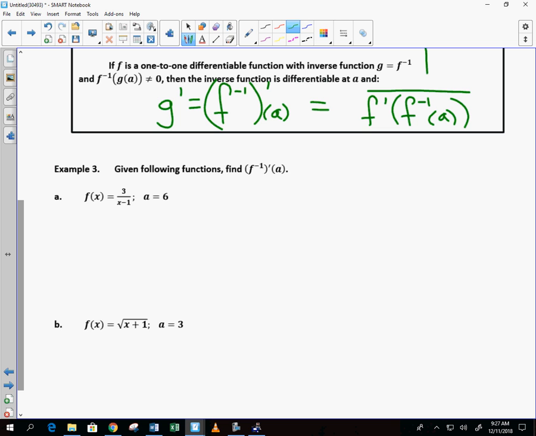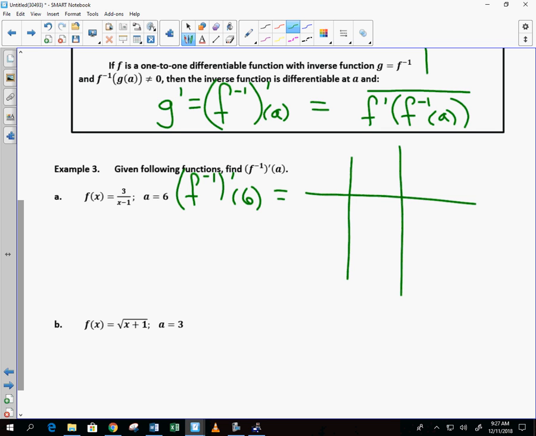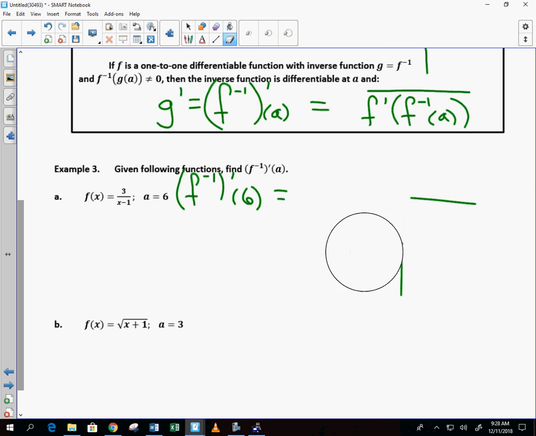So it says, given this following function, find f inverse prime of a. I don't like finding the inverse of that function. That looks like it would be a little bit difficult. Would you agree? So what I'm going to do is use this formula, okay? It says find f inverse prime at a. So f inverse prime at 6. And what I can do for that is I set up a little bit of a chart to work this out, okay? Make the chart just a little bit bigger.